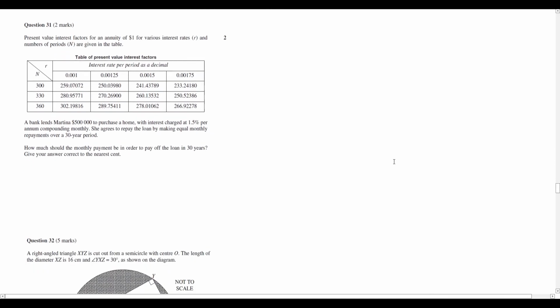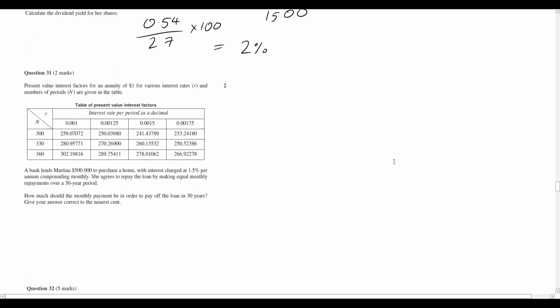Okay, question 31. Present value interest factors for an annuity of $1 for various interest rates and a number of periods n are given in the table below. So there's our table of information there. A bank lends Martina $500,000 to purchase a home with interest charged at 1.5% per annum, compounding monthly. Okay, that's a bit important to note.